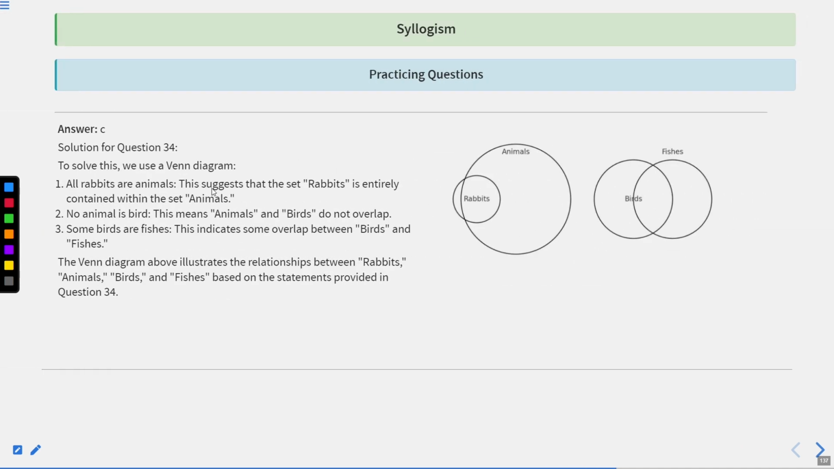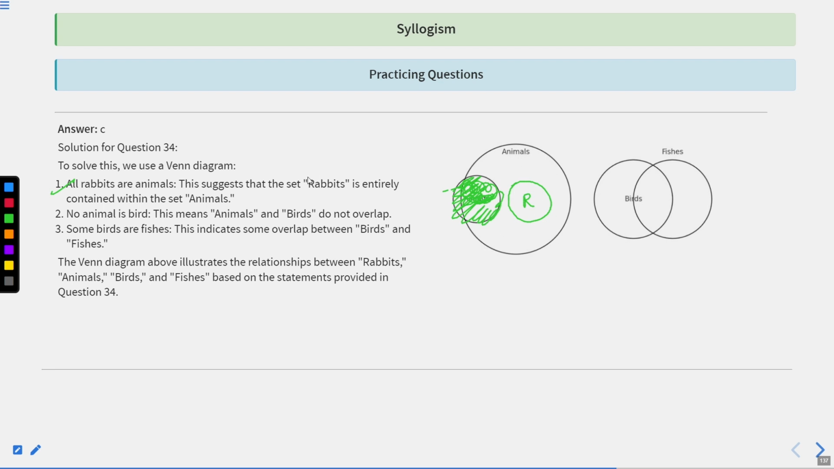All rabbits are animals. This portion is outside. So this is not the correct way. What would have been the correct method of drawing the circle for this particular statement? All rabbits are animals. Instead of drawing rabbits here, the rabbits should have been inside the animals and this should have been rabbits. So let's ignore this one and take into consideration that this is how the representation of animals and rabbits should look like, that all rabbits are animals.